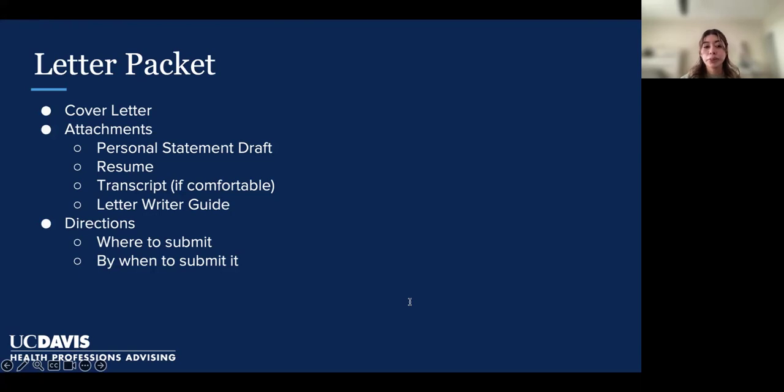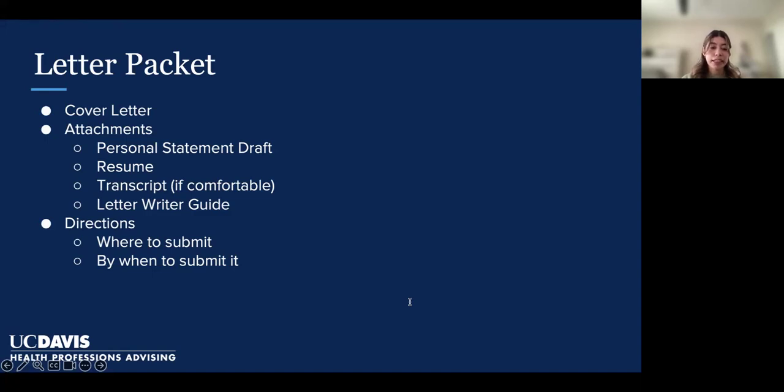That is only if you are comfortable. And the letter writer guide is not available for all CASs, the application systems are not all the same. Medical school does have one. I think it's a quick Google search, like AMCAS or ACOMAS letter writer's guide. That could be helpful for the letter writers if they don't know about it already, and I'm sure it also has some pretty good information for other health professions as well. If there is a letter writer guide for your desired health profession, just go ahead and send that to them in this packet as well.